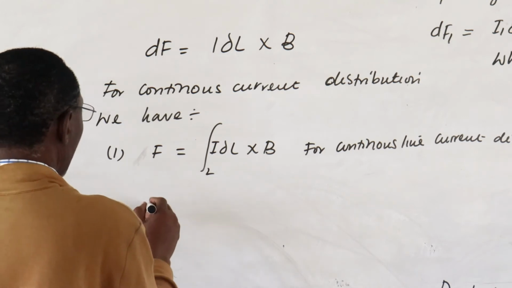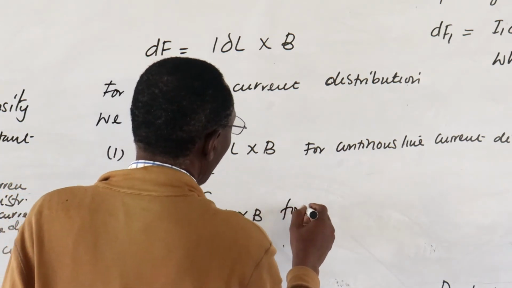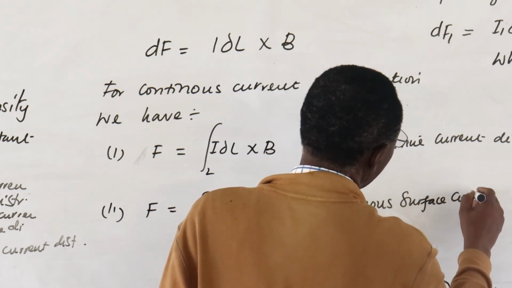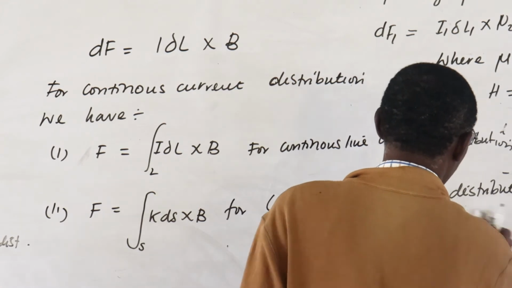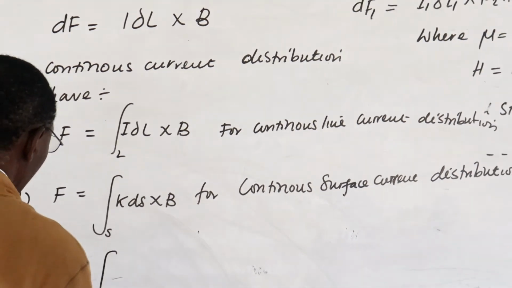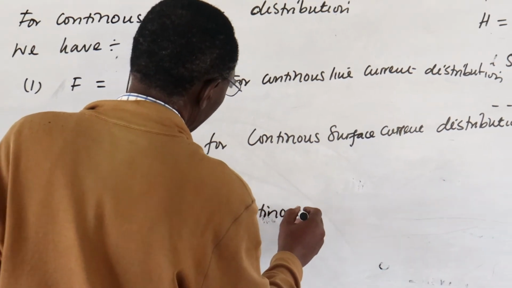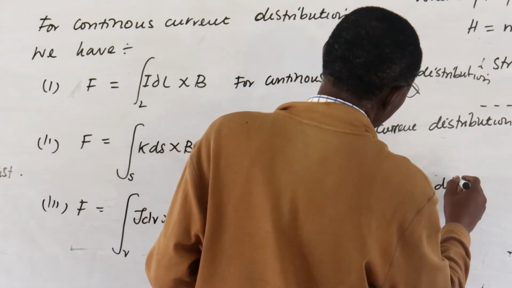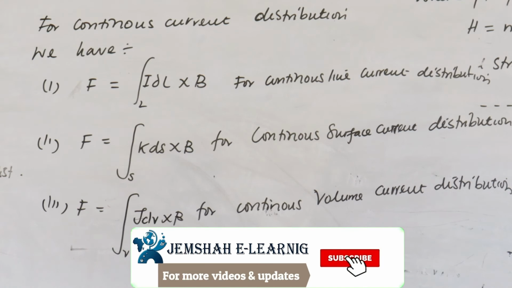And we have two: force is equal to the surface integral of K dS curl of B for continuous surface current distribution. And also we have three: force is equal to the volume integral of J dV curl of B for continuous volume current distribution. And I think that ends the one on Ampere's law.